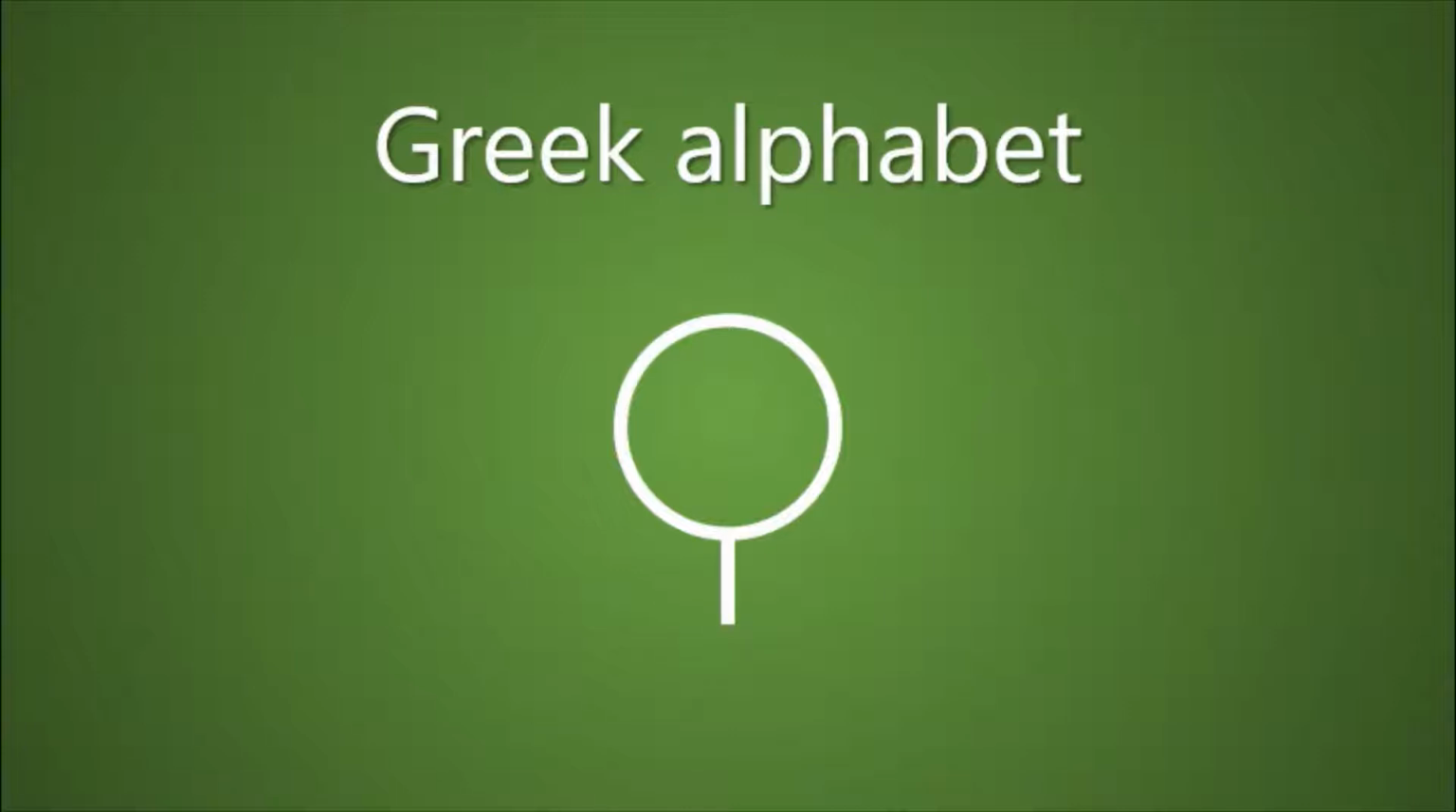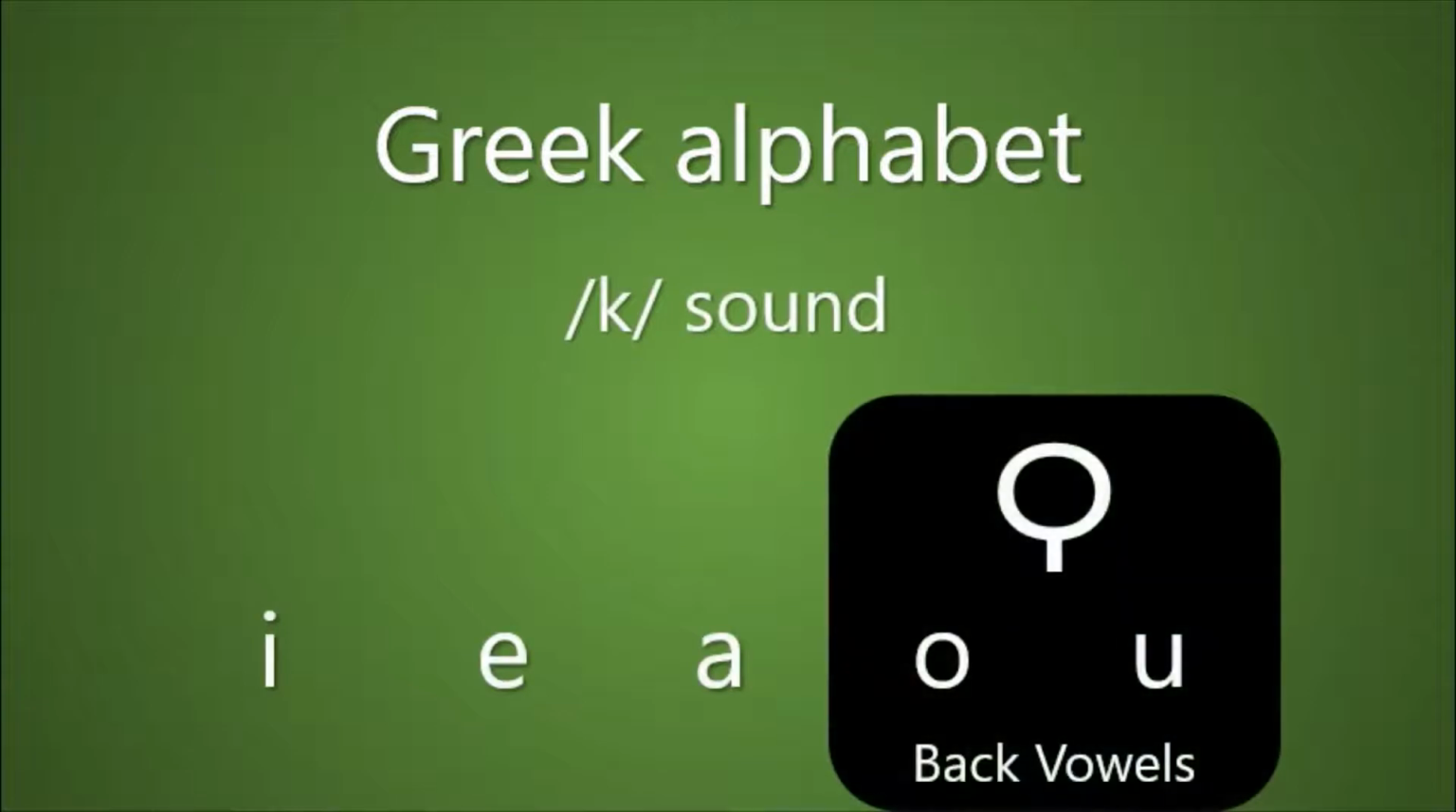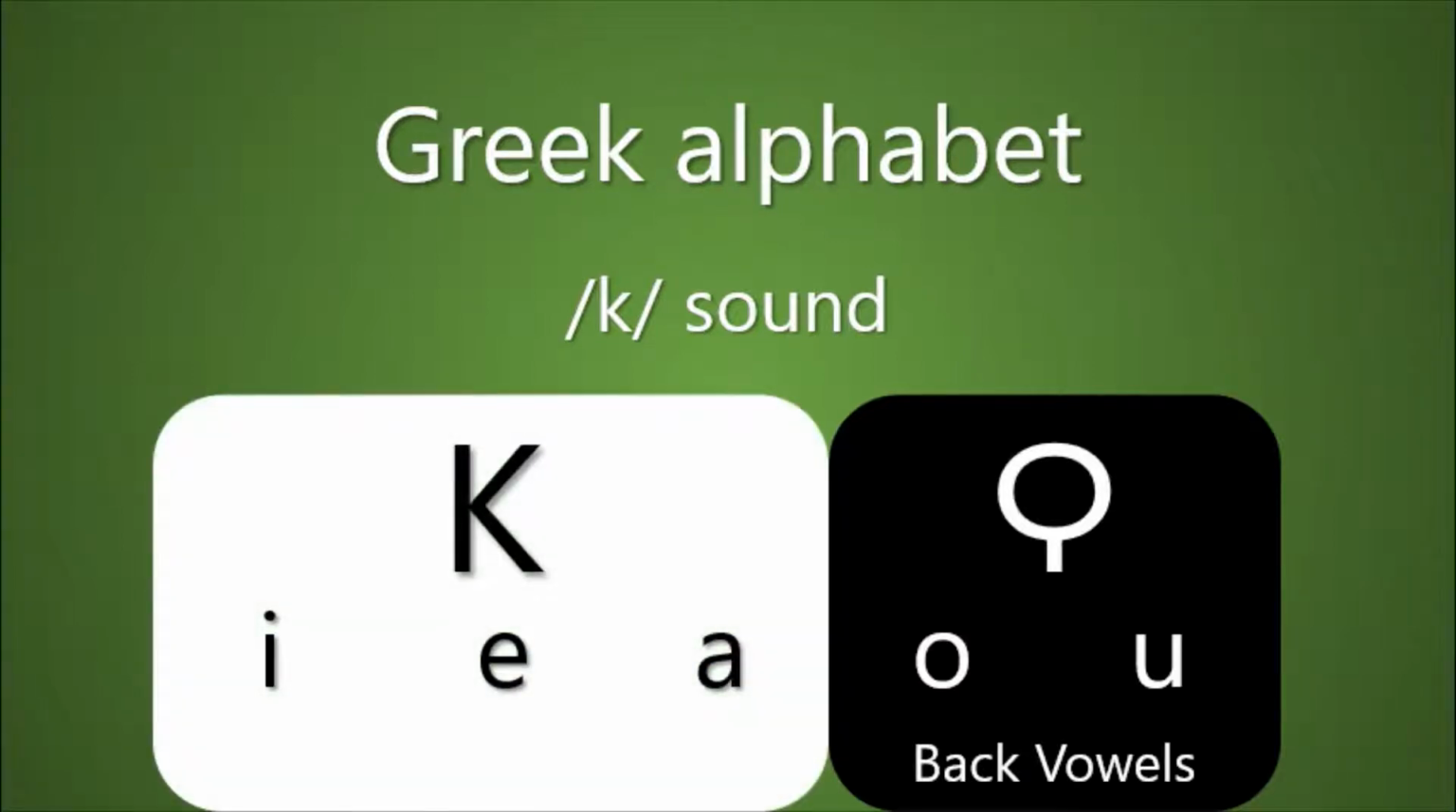Now, vowel sounds are divided into front, central, and back vowels, depending on where they are produced in your mouth. In ancient Greek, k before back vowels O and U sounded the most like qoph, and so koppa was used to write the k sound before O and U. Before I, E, and A, the letter kappa was used for the k sound.